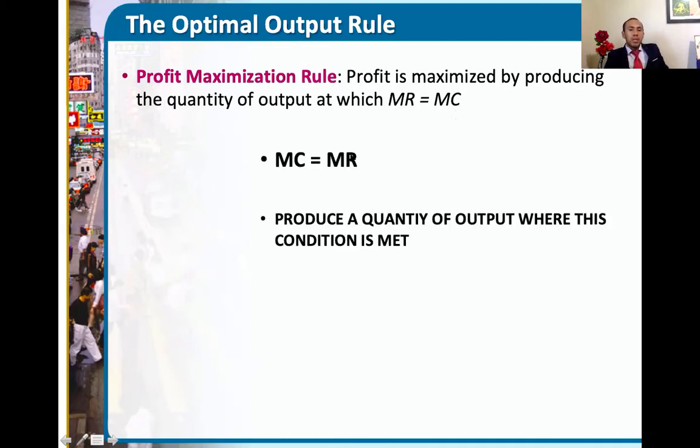So we have our simple identity: marginal cost is equal to marginal revenue. We produce a quantity of output where this condition is met. Why? Because marginal revenue is the change in total revenue for each additional unit produced, and marginal cost is the change in total cost for each additional unit produced. So we want to make sure that our costs are at least equivalent to marginal revenue, or that marginal revenue is greater than cost, in order to produce an optimal quantity where this condition is fulfilled.